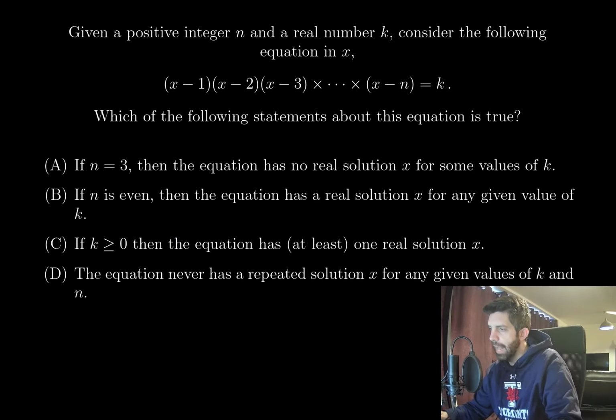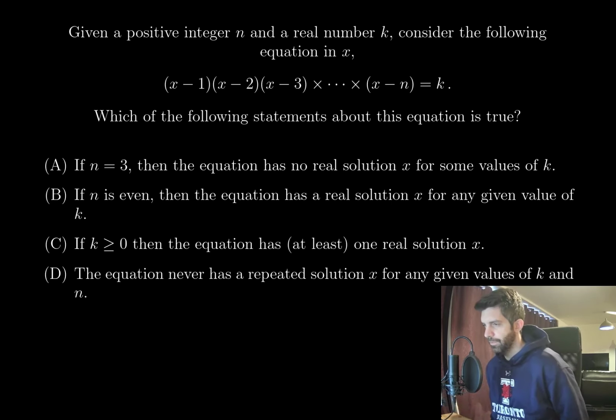Given a positive integer n and a real number k, consider the following equation in x. (x - 1)(x - 2)(x - 3) up to (x - n) is equal to k. Which of the following statements about this equation is true? And there are 4 statements here.